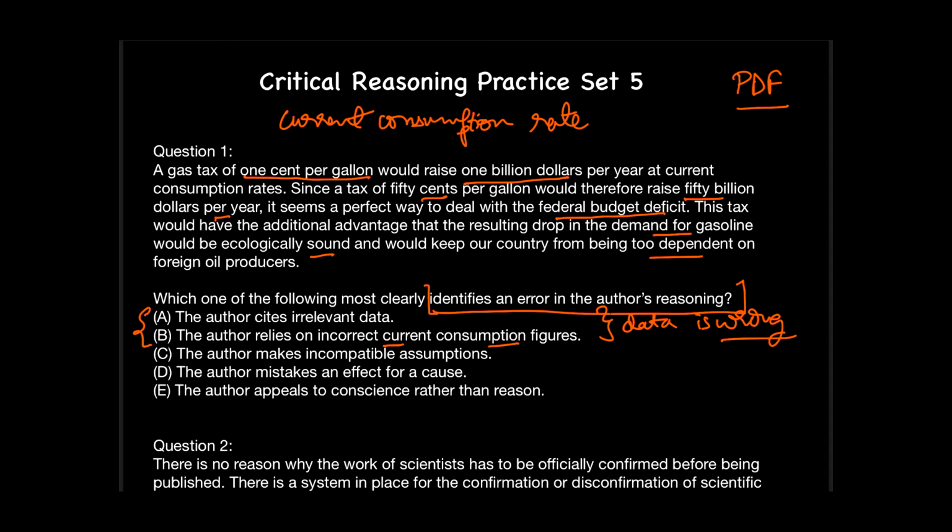But here in the first two options, it's mentioned that the data is irrelevant, the data is wrong. So data being wrong is not our concern, as I told you in the beginning. So therefore, A and B is not my answer. Going to option C, the author makes incompatible assumptions. Now this can be very much true. This is something which is directly related to the author's reasoning.